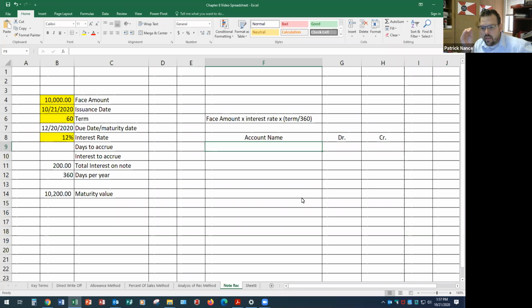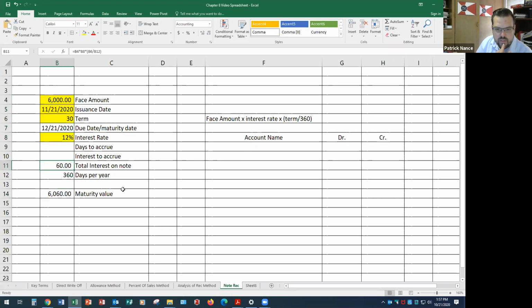So we issued a promissory note stating the fact that they can pay us in 30 days, and they need to pay 12% interest on the amount, and the amount that they owe us is $6,000. So $6,000 is the face amount. The date of this is 11/21/2020, we'll say, and it's a 30-day term, and the interest rate is 12%. So we know now the total interest is going to be $60.